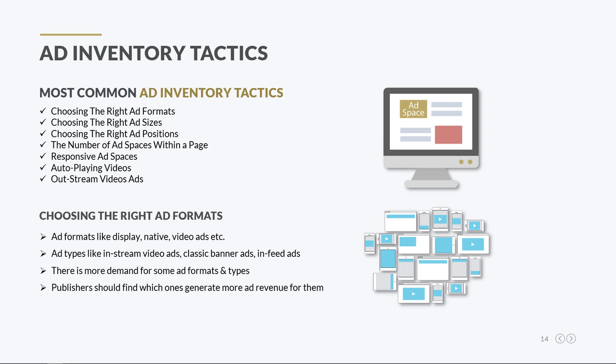Publisher ad spaces can be in different formats such as display, native, and video. The ad spaces can also be in different types like in-stream video ads, out-stream video ads, classic banner ads, in-feed native ads, you name it. However, not all ad formats and types are the same, meaning there might be more demand for classic banner ad spaces than overlay banner ad spaces. Given that advertisers choose to spend more money in certain ad formats than others, publishers typically experiment with those to find which ones can generate more ad revenue for them. Most of the time, they use a combination of ad formats and types to find the sweet spot.